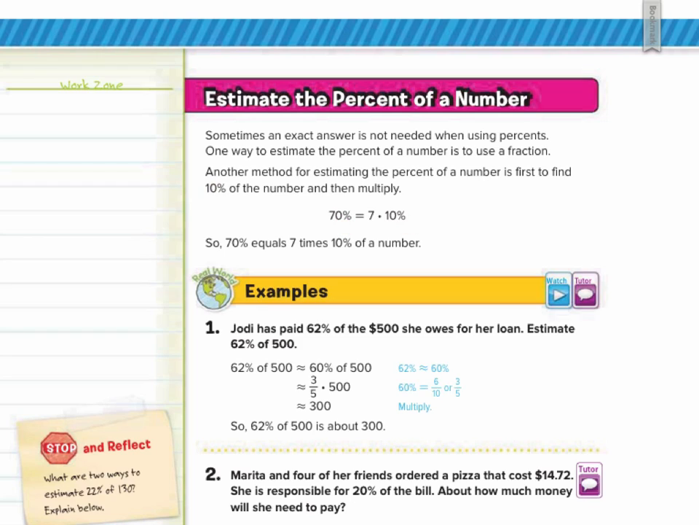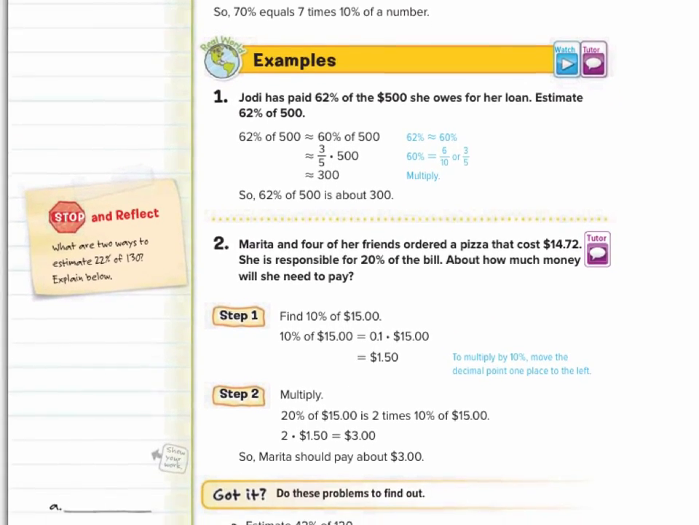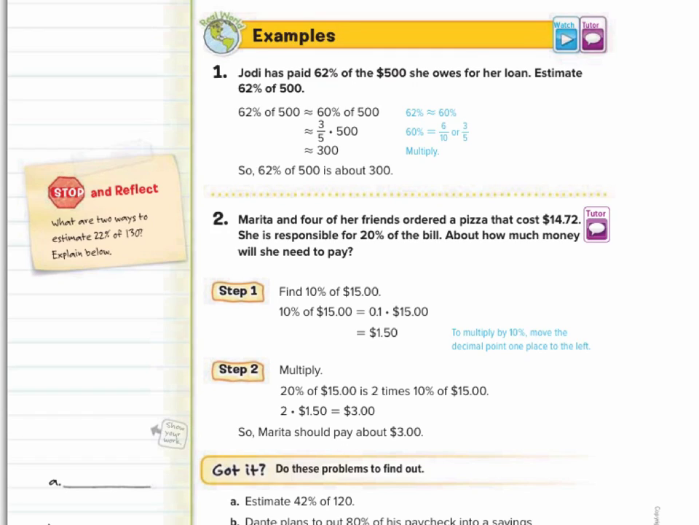So, for example, if we want to find 70%, we can find 10% and multiply by 7, since 7 times 10 is 70. So 70% equals 7 times 10% of a number. And as we look at our guided examples, Jody has paid 62% of the $500 she owes for her loan. Estimate 62% of 500.